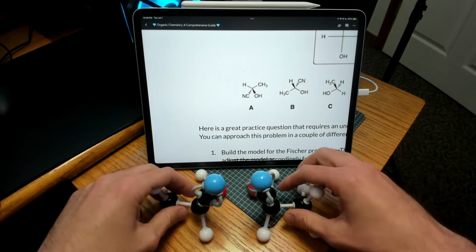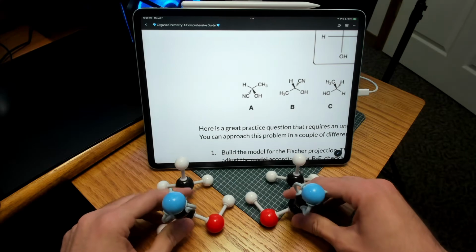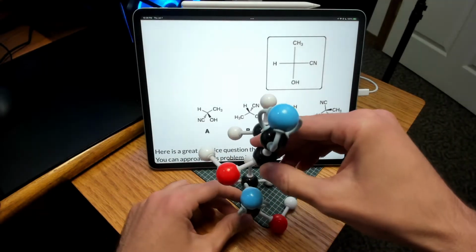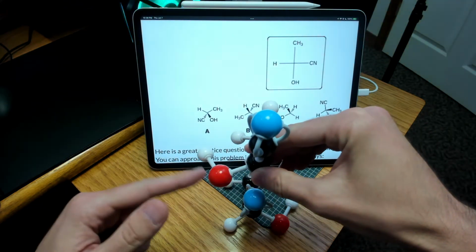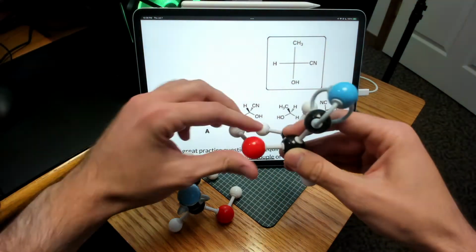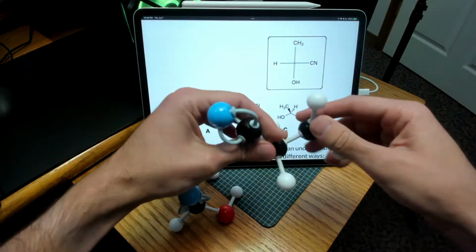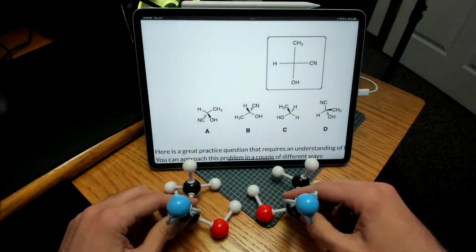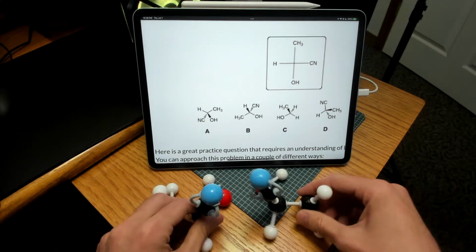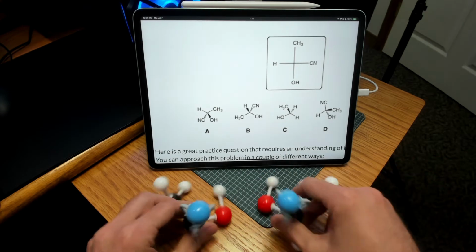If you don't believe me, and you think these are the same thing, well, they are not superimposable. If I were to try to superimpose one on top of the other, you see the hydroxyl is coming off this way, the hydrogen is coming off this way. No matter what I rotate, I can't make this molecule be this molecule. This was my original Fischer projection. This is the perspective drawing I created. These are two different things.